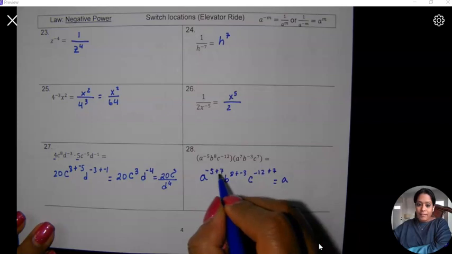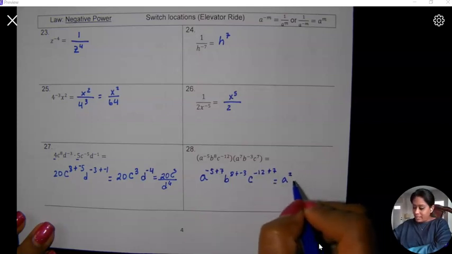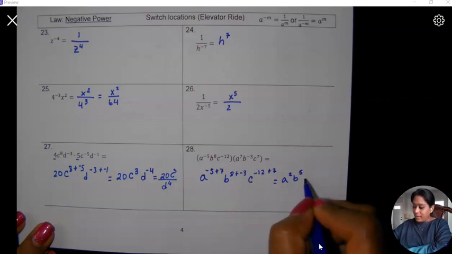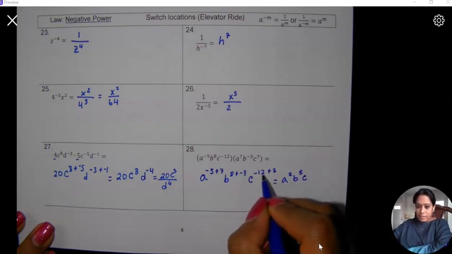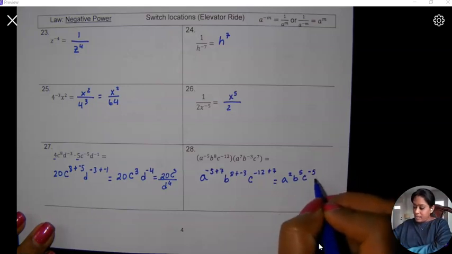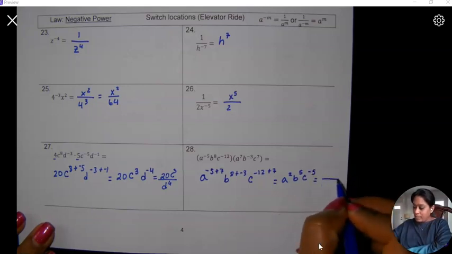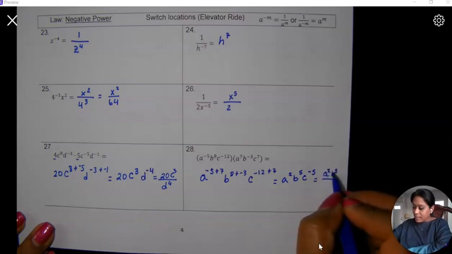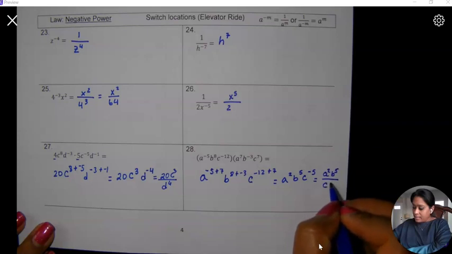So you have negative 5 plus 7, positive 2, 8 minus 3, positive 5, and then negative 12 plus 7, that's negative 5. So the only thing that's going to move is the c. So I'm going to keep those at the top, and then move this to the bottom.